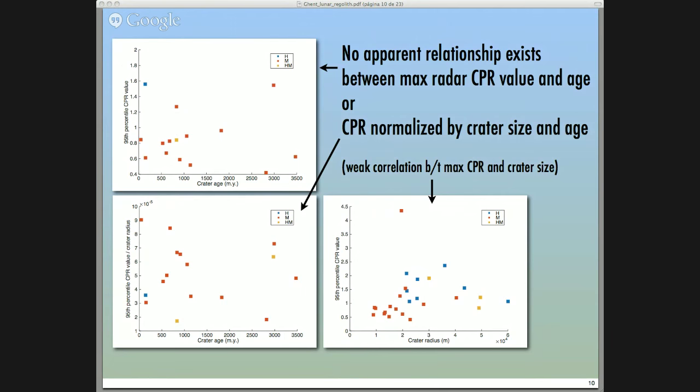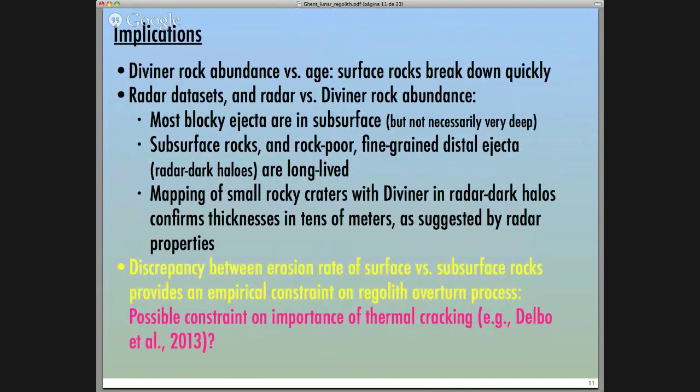So the implications of this is that we can use Diviner to estimate the age based on rock abundance, but we can't do the same thing with radar. And what that means is that most blocky ejecta, especially for these older craters, are in the subsurface. I'll get to these radar dark halos in the next part.